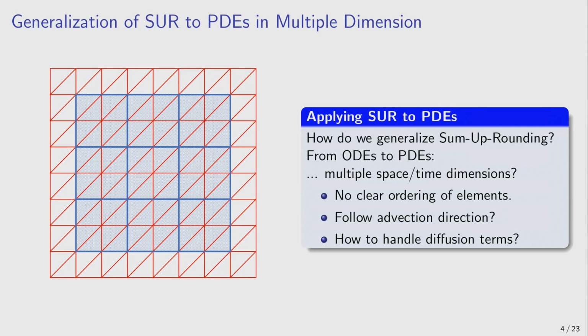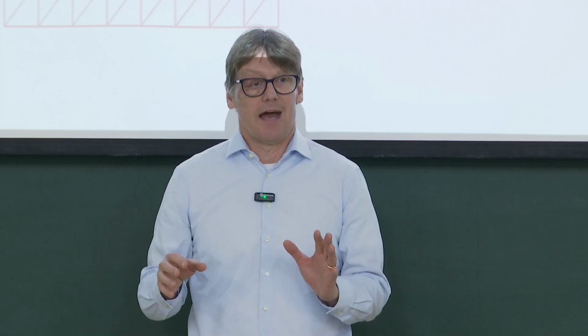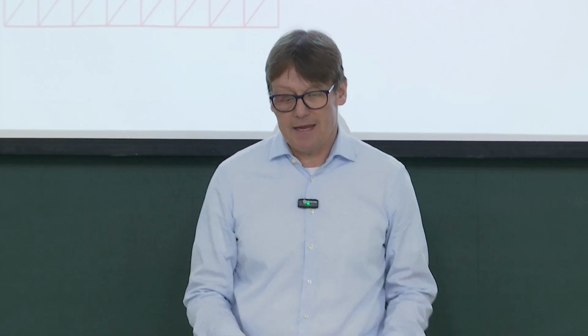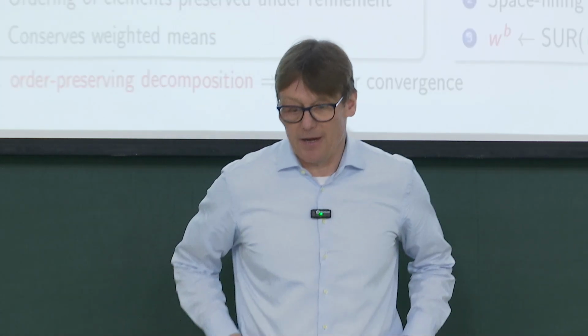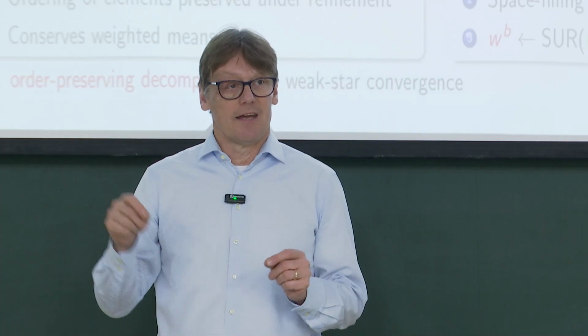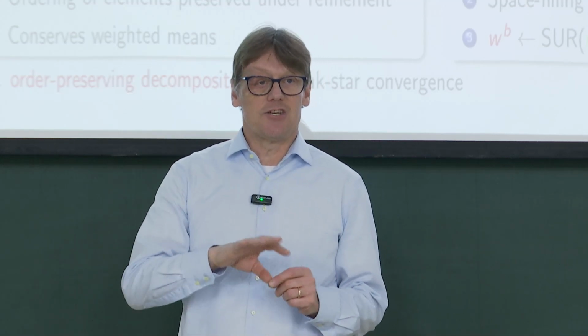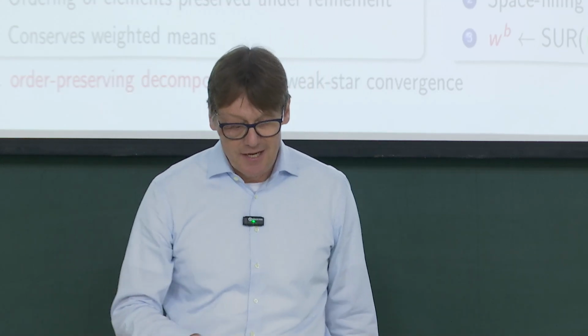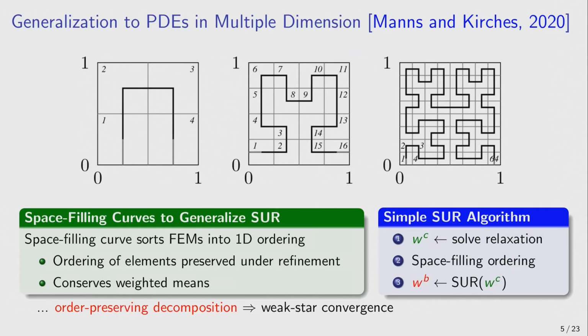So that's really hard, or I thought it was hard to do. I tried a lot of different things. I tried following the advection direction. That doesn't quite work because the diffusion gets in the way. But luckily, there are smart people. And so Paul Mans and Christian Kirches came up with this idea of using space-filling curves. Space-filling curves have been around a long time. They're a way of sorting objects that are arranged on a mesh in a single line. So here's how this works.